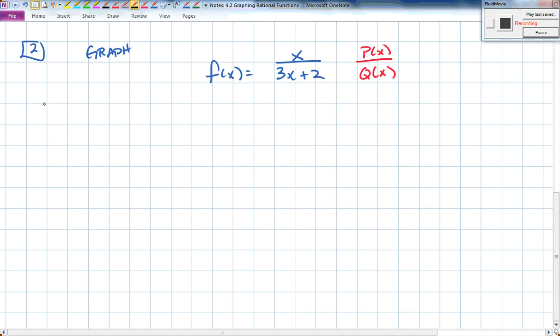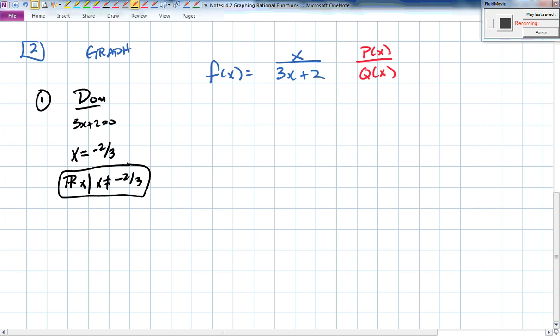What's the first thing we got to do? So can this be simplified any more? No, we're good to go. So let's find the domain. To get my domain, I'm going to go 3x plus 2 equals 0. So therefore, x has to be what? Nice job, Bobby. So therefore, my domain is all real numbers x such that x does not equal negative 2/3. Feeling comfortable with that?